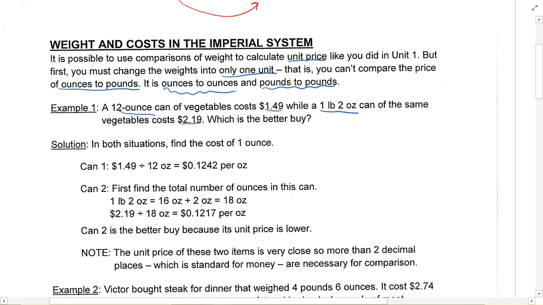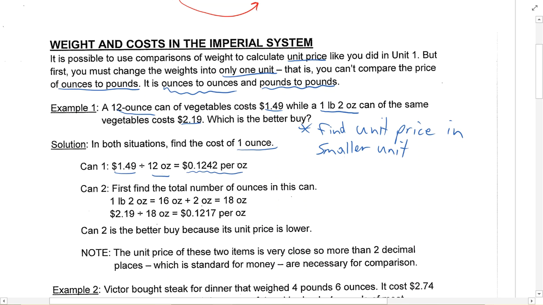Typically what we do is we want to find the unit price in the smaller unit, just because it's a little bit easier to do that with decimals. So the cost of 1 ounce. It's $1.49 divided by 12 ounces, which equals about $0.124 per ounce.